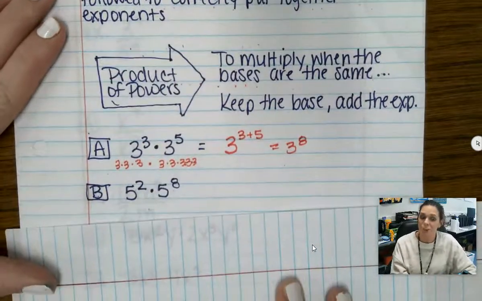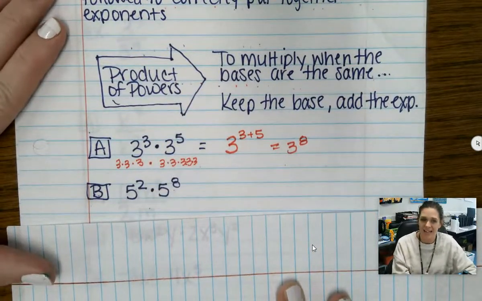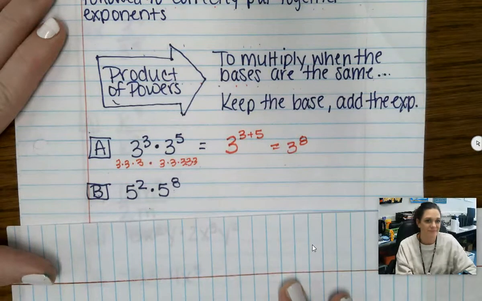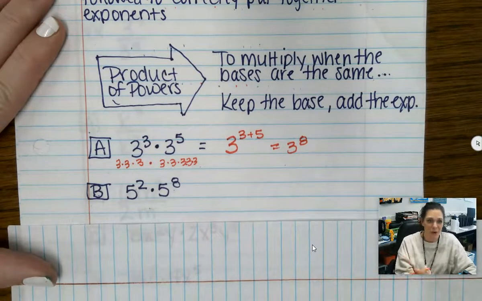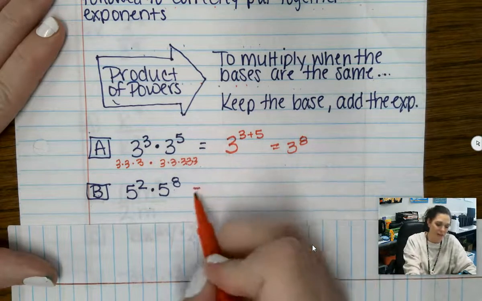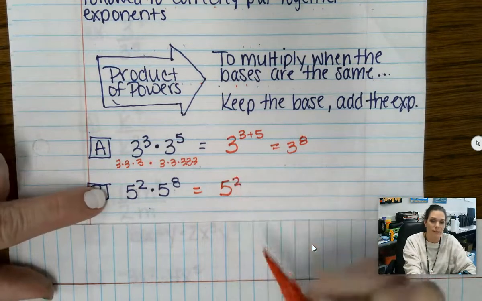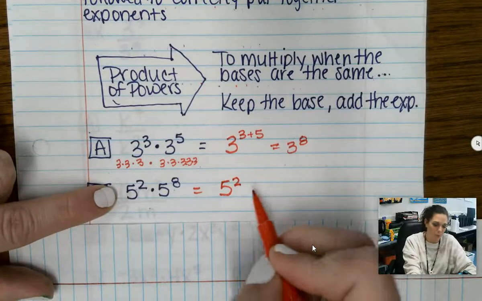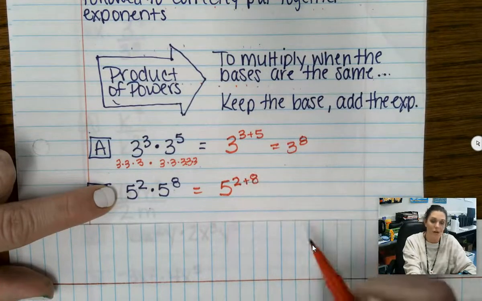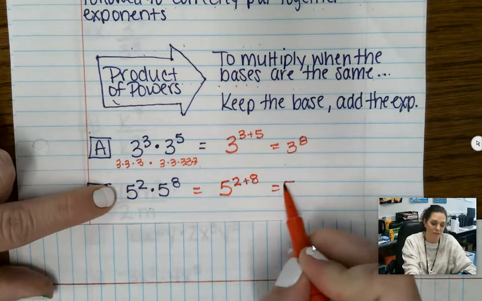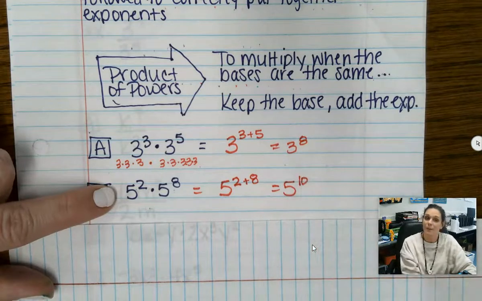I have 5 squared times 5 to the 8th. So if we wanted to see this one in action, I have the same base of 5. I have 2 of them in this first term, being multiplied to 8 of them. So in total, I have 5 to the 10th power.